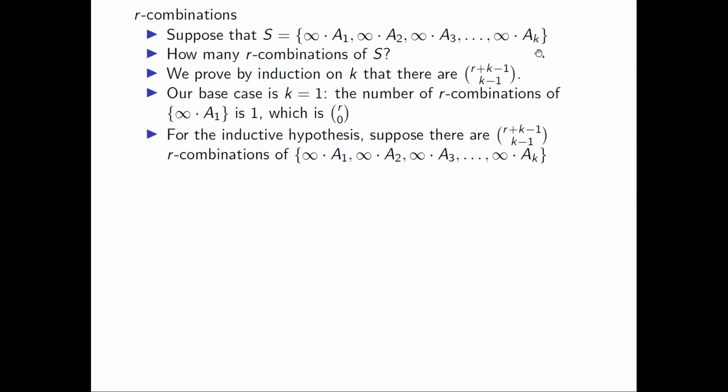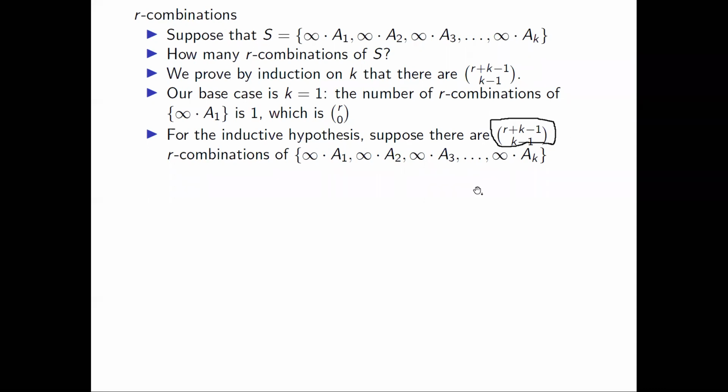For the inductive hypothesis, we're going to assume that the number of r-combinations, in the case when we have k distinct letters, a1, a2 up to ak, with infinitely many copies of each, is r plus k minus 1 choose k minus 1. This is what we're assuming, and we just need to show that the next step of the induction is also true for this quantity.